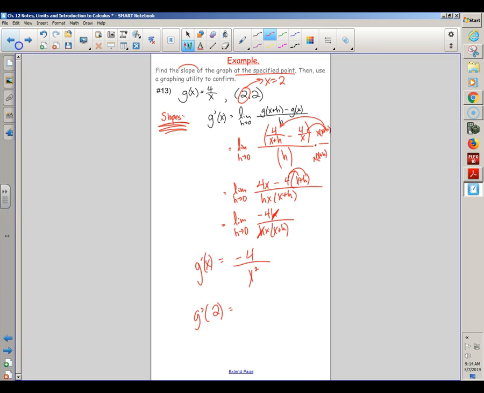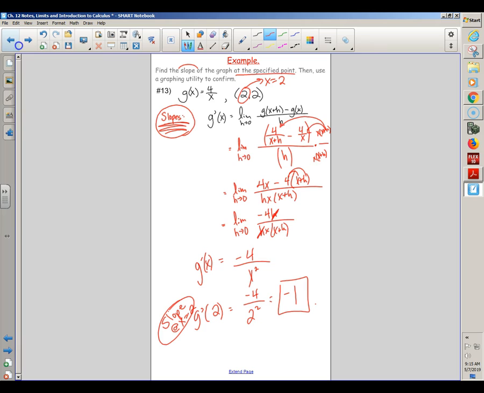I want the slope at x equals 2. Does that make sense how we're changing? Yes. So this is all the slopes, and then if I want the slope at 2, okay, plug in 2. So negative 4 over 2 squared. Isn't that negative 1?